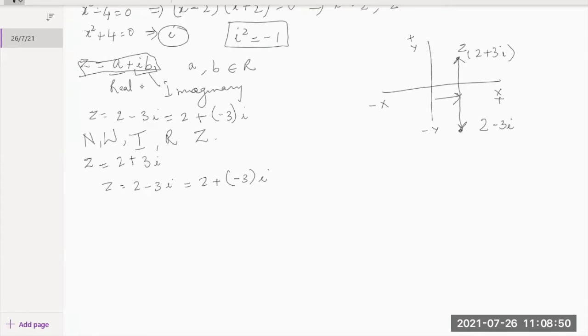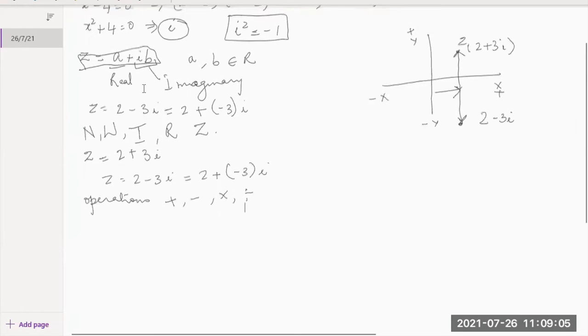Now, like in the natural number system and whole number system, you can apply the operations. That is, you can add, subtract, multiply and divide. Similarly, here also, you can add two complex numbers, subtract, multiply, and do all these four operations with them.